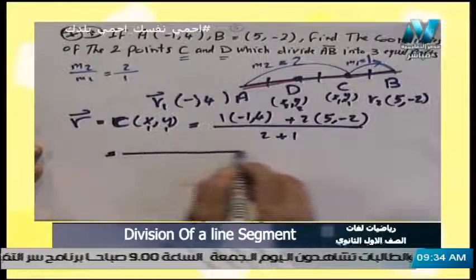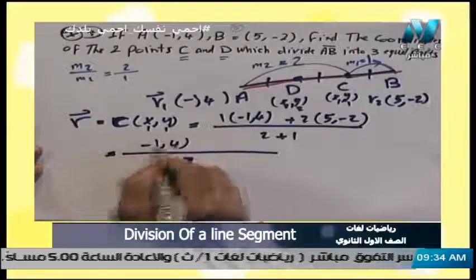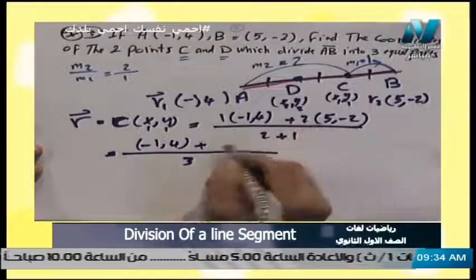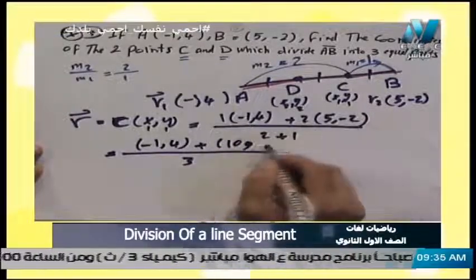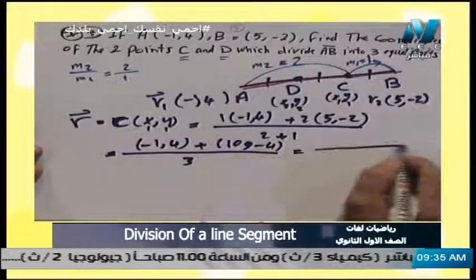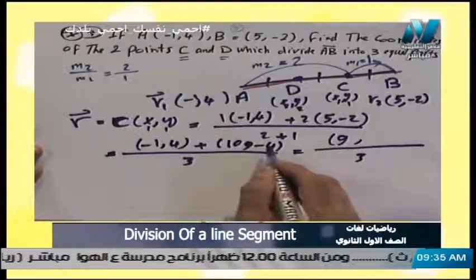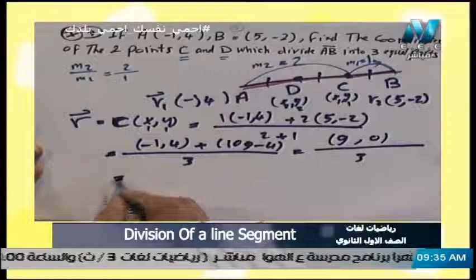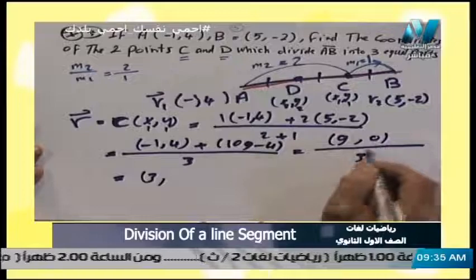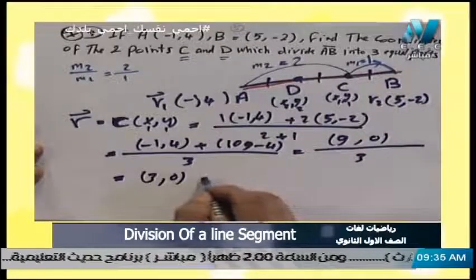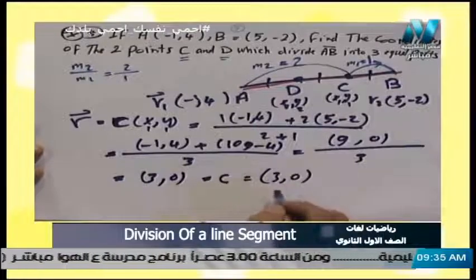So we have here 3. 1 times negative 1 and 4, still negative 1 and 4 as it is, plus 2 multiplied by 5 equals 10. 2 times negative 2 will be negative 4. So we have 3 here. Negative 1 plus 10 equals 9. 4 plus negative 4 equals 0. And by division, we will find that 9 divided by 3 equals 3. And 0 divided by 3 equals 0. So the point C is 3 and 0 coordinates.